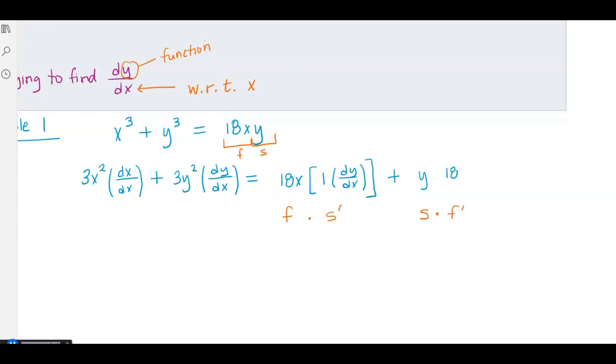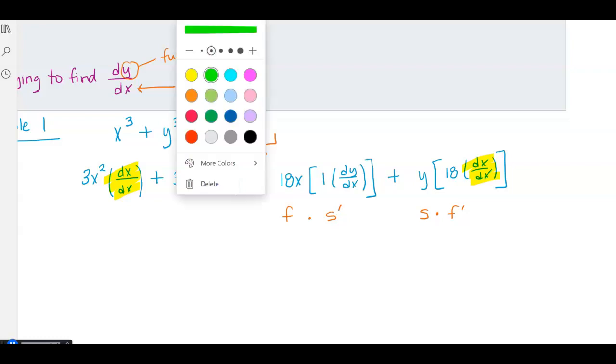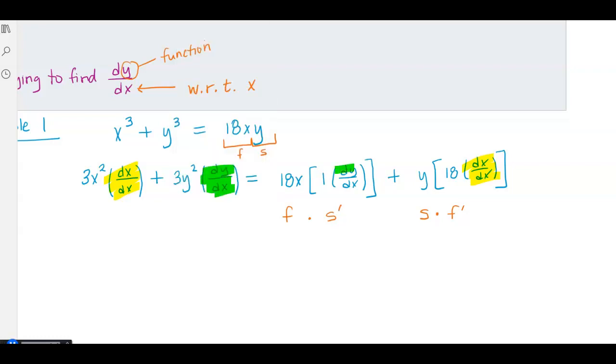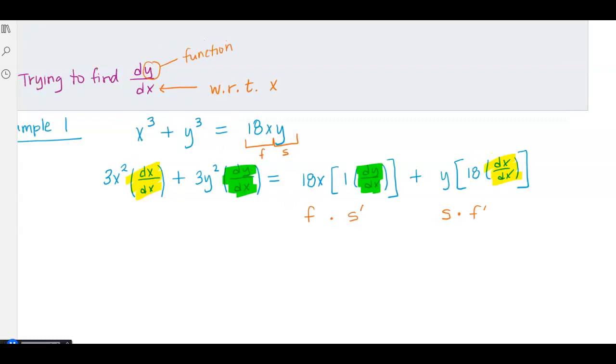Technically, it's 18 dx/dx. We just took the derivative of x with respect to x. Now, this dx/dx we don't usually write because it's just equal to 1. So as we move forward, I'm not going to write that part. What you need to remember is just to add on a dy/dx anytime you take the derivative of a term that has a y included in it.